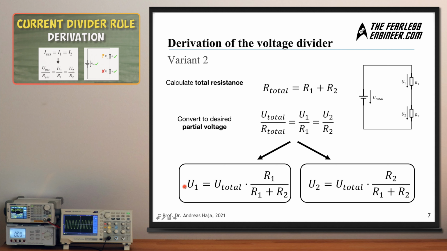And this is what this leads to. So the voltage drop across the first component is simply the product of the overall voltage drop multiplied with the resistance value of the first resistor and divided by the sum of the individual resistances, which is the overall resistance we have computed in the first step. And the same can be done, of course, for the second voltage drop, U2.